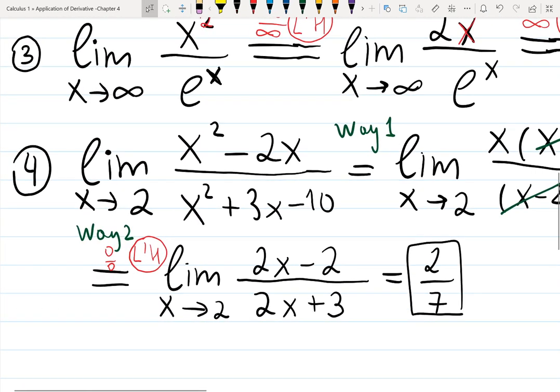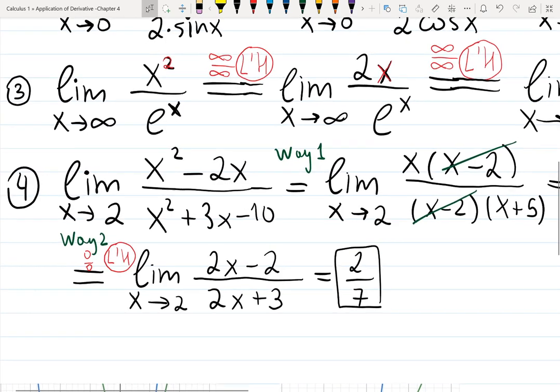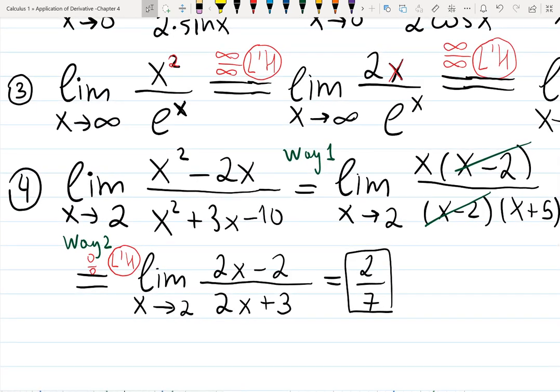2 over 7. And as you can see, L'Hopital's rule requires you basically one step. That's why students like it a lot. And you don't have to struggle with finding roots and so on. So why does this make sense?